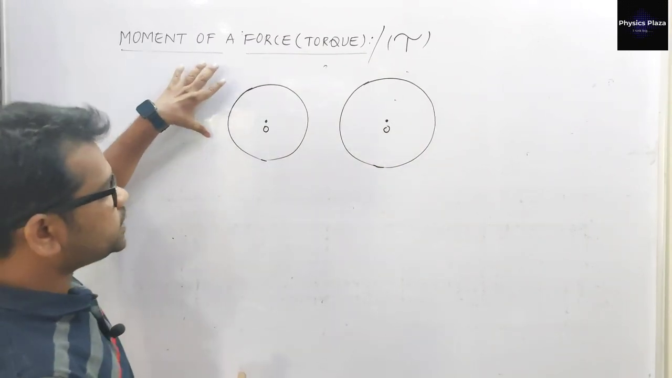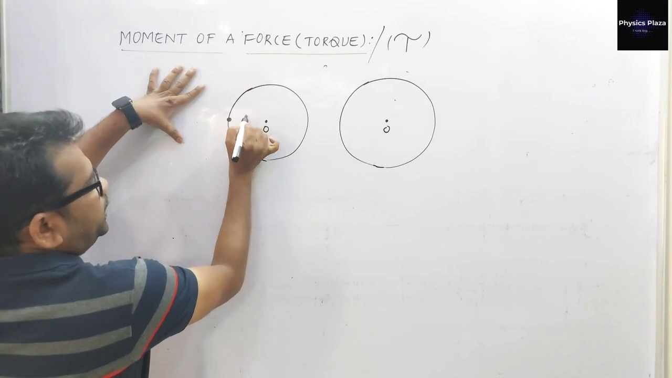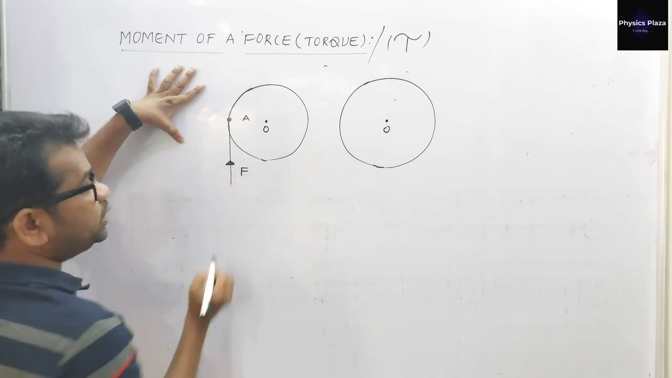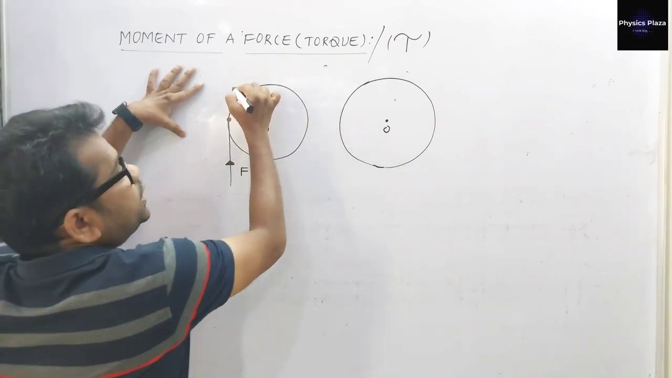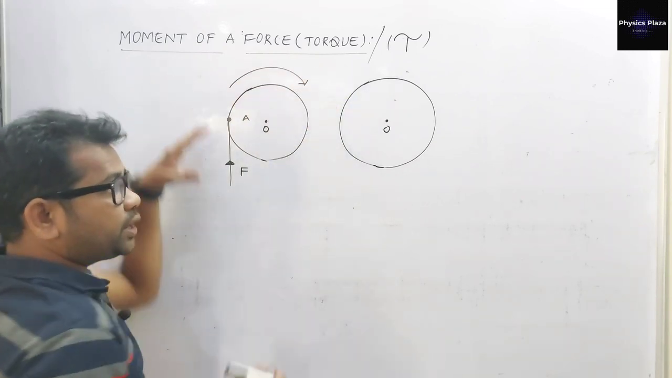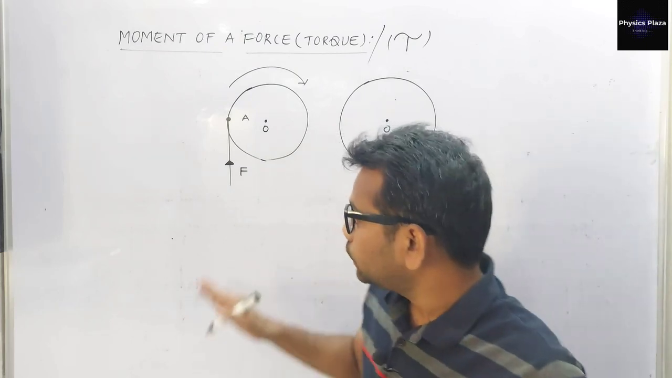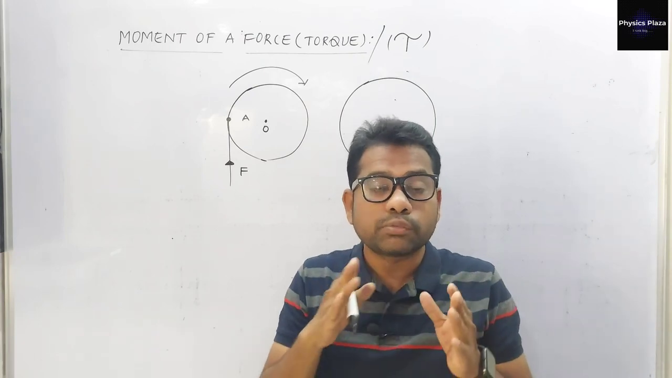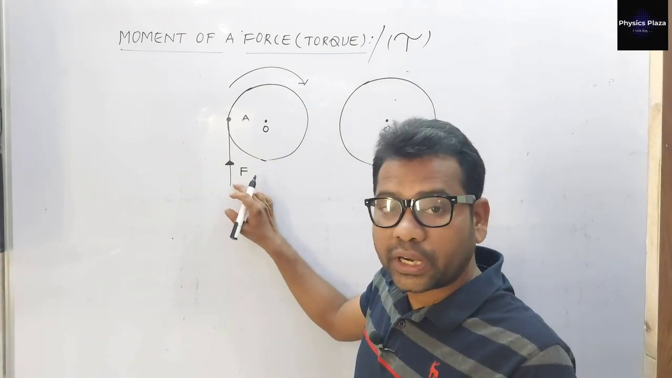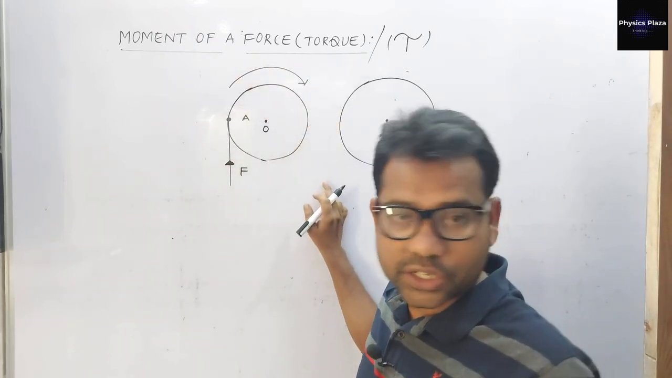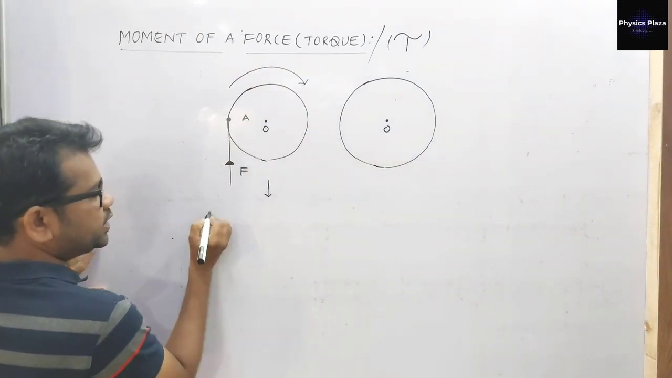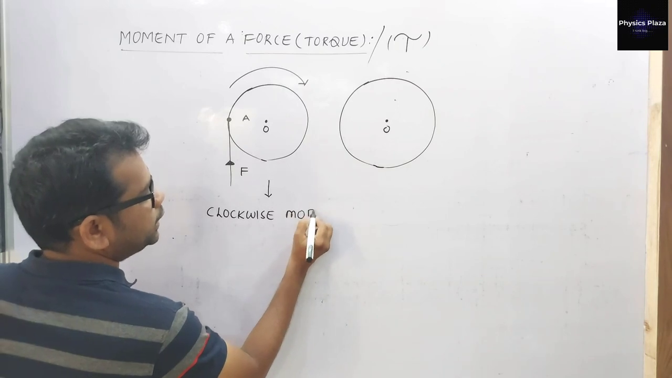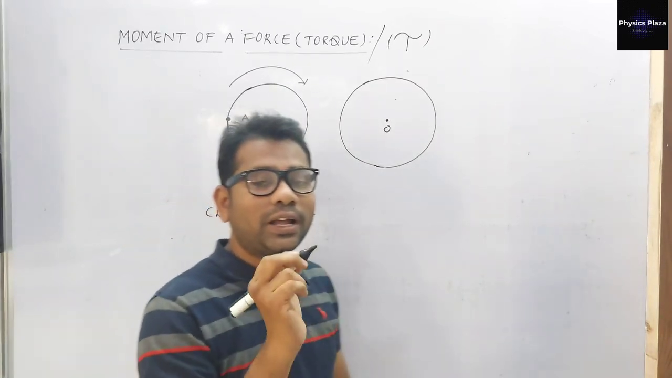Now let us see, children. In the first disc, let us select this point A. At this point A, force F is acting. Then what will happen? In which direction will it rotate? It rotates in the clockwise direction. The force which produces a moment in a clockwise direction, we call a clockwise moment of force. Children, I am using MOF here, but you don't write MOF. You have to write clockwise moment of force.